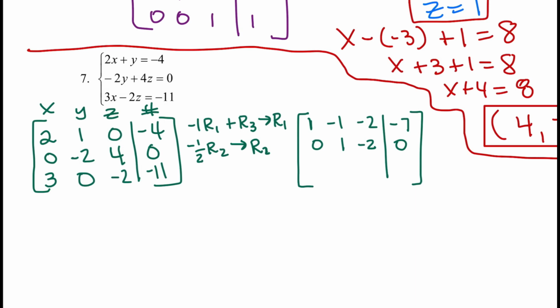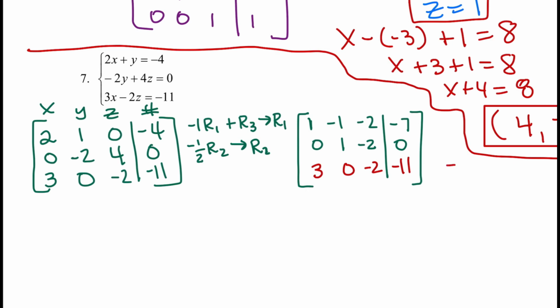Okay, now let's rewrite 3, 0, -2, -11. I have this 1 right here, and I want to get zeros below it. So I'm going to multiply row 1 by -3 and use that with row 3 to get a 0 in this position. We're just going to add those together.